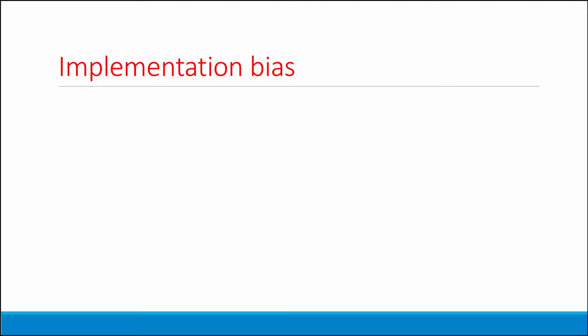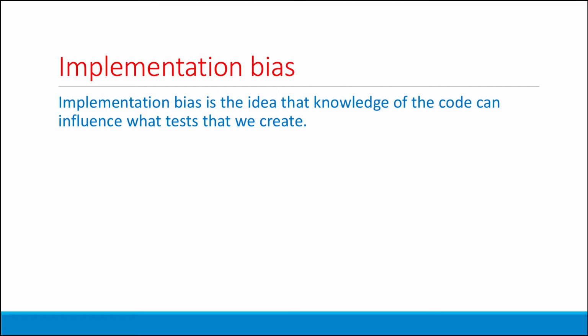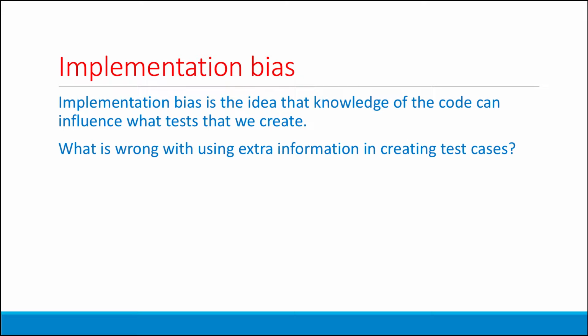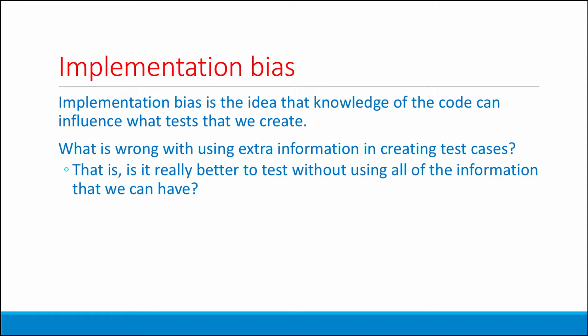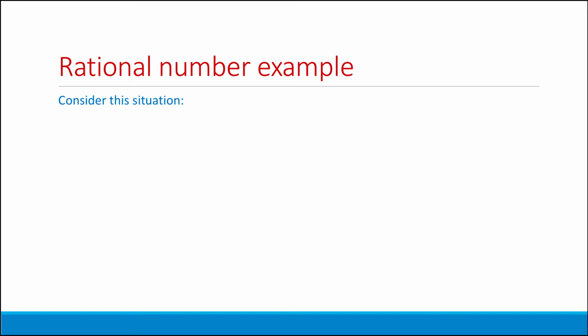Let's explore the idea of implementation bias. This is the idea that the knowledge of code can actually influence what tests we create. What's wrong with using extra information in creating test cases? Isn't it always better to have more information than less? That is, is it really better to test without using all of the available information? Let me explain this by looking at an example.